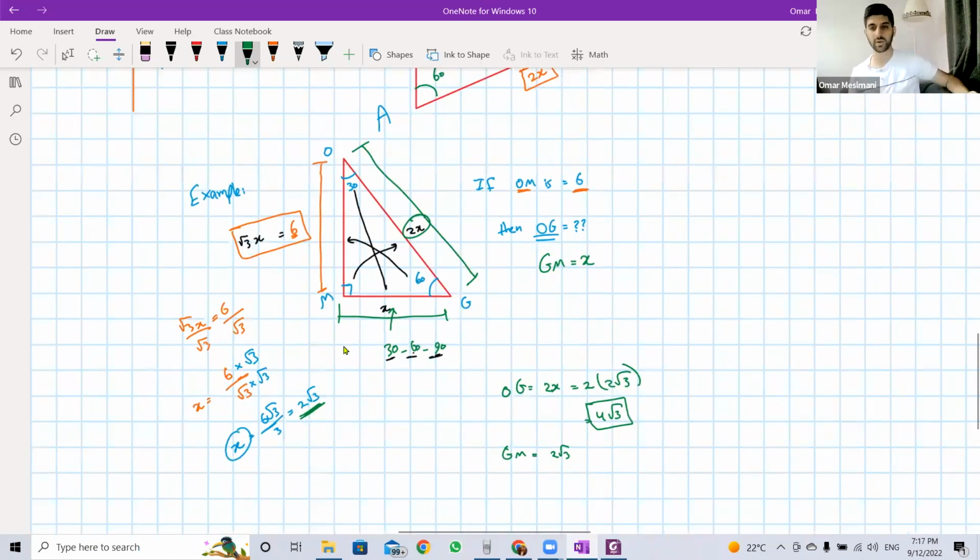I wish that I was clear. Was it clear, guys? One more time. What just happened? I saw that I have a special right angle triangle. After you have a special right angle triangle, you apply the formula. The formula was 30, 60, 90. The opposite of 30 is x. The opposite of 60 is root 3x. And the opposite of 90 is 2x. I used what I know and I calculate what I need.